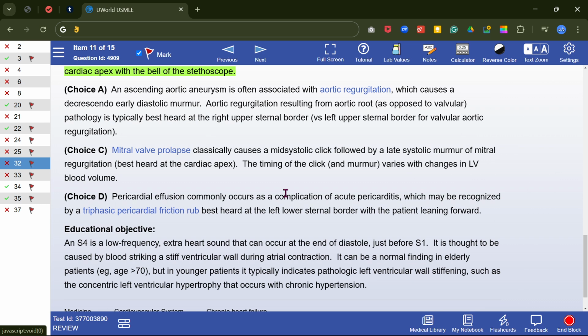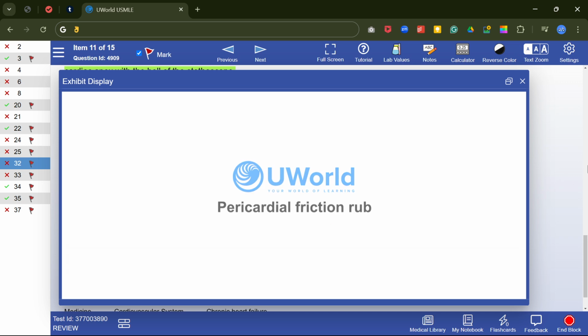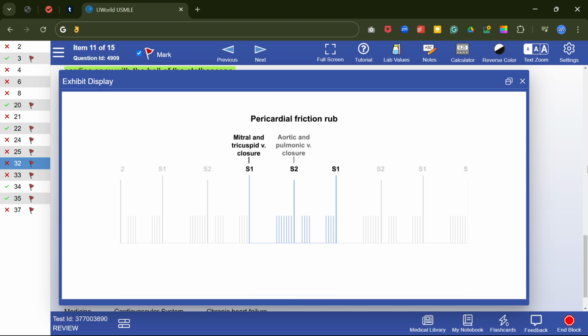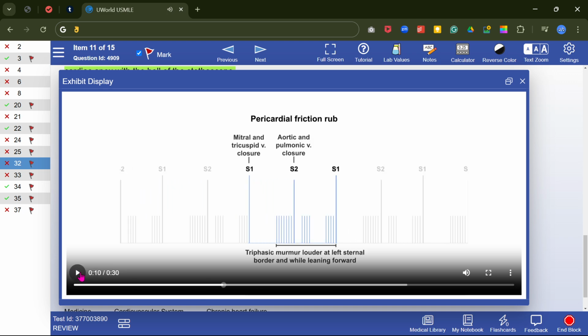Okay, now pericardial effusion. Here we know a friction rub will be found. This is the sound of the friction rub. Okay, this is a triphasic murmur, louder at the left sternal border while leaning forward. Triphasic murmur, louder at the left sternal border while leaning forward. This is pericardial friction rub.